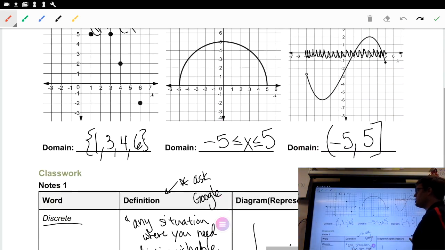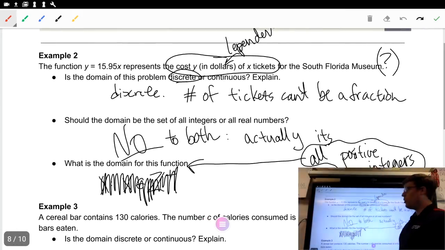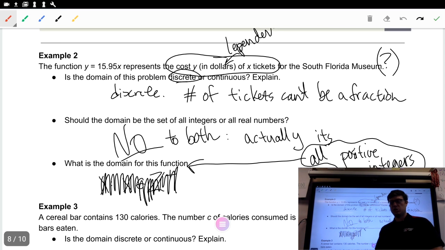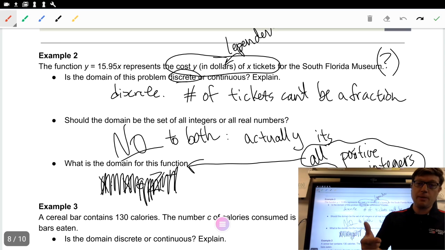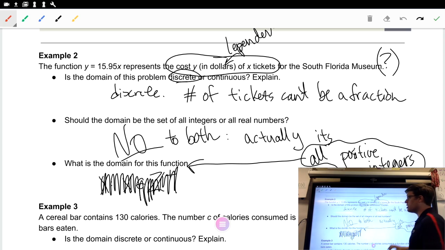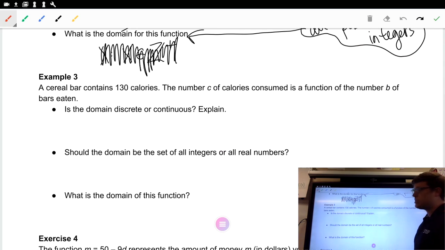And we are on the next page because I realize now we were not done talking about the conversation between discrete and continuous and how that impacts your choice for the domain of a function. So let's go ahead and talk about example 3.